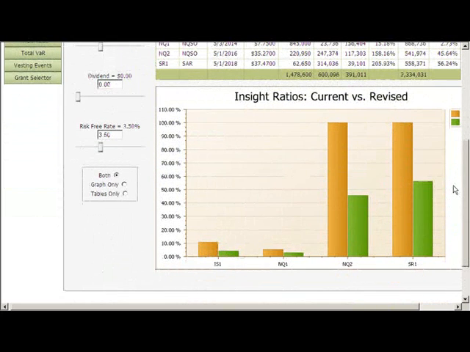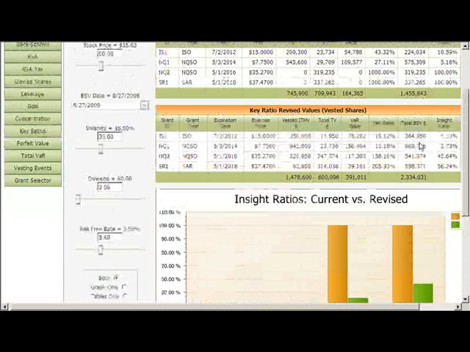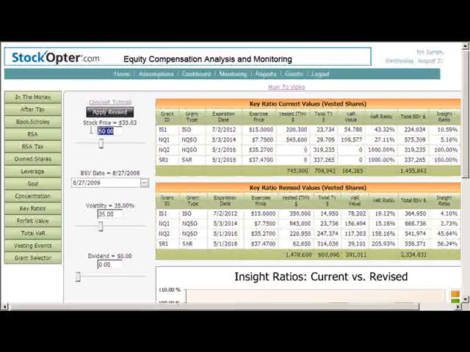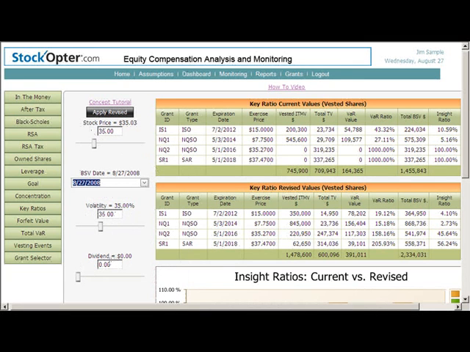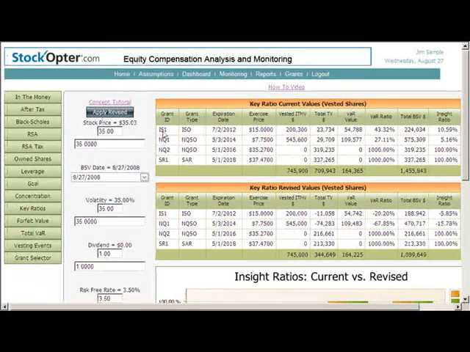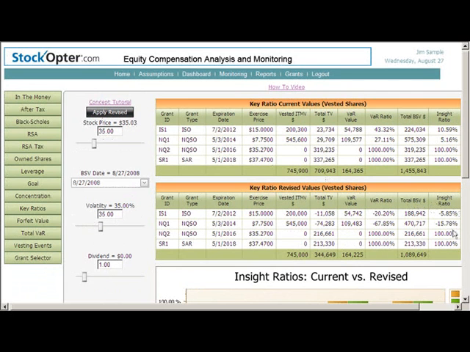And finally, if we reset the assumptions to the current values, stock price $35, Black-Scholes value date to the previous year, volatility to 35%, and apply a $1 dividend, we see that the total time value for the first two grants goes negative, resulting in negative ratios. In conclusion, the Key Ratios dashboard provides users with a powerful means of modeling the insight and VaR ratios under different circumstances to facilitate decisions. This concludes this tutorial.